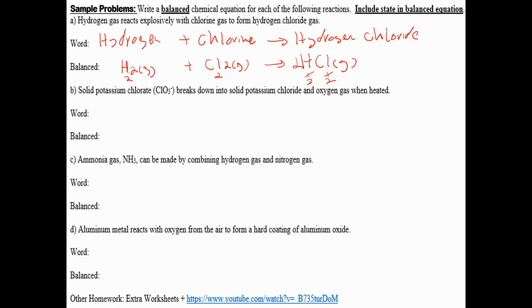Let's try B. Potassium chlorate breaks down to form potassium chloride and oxygen gas when heated. So potassium chlorate, that's our reactant, is heated. Oftentimes we can put the word heat on top or a triangle to indicate heat.